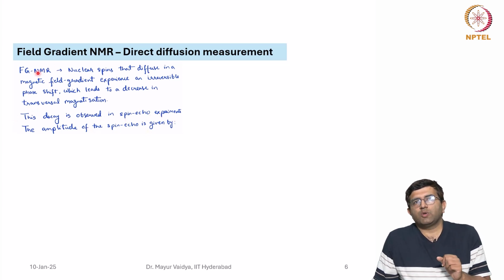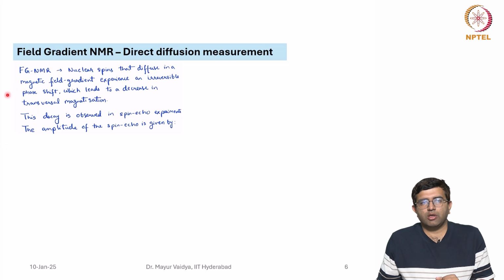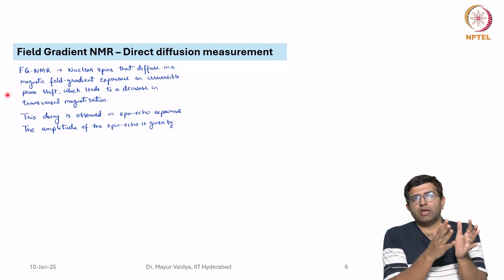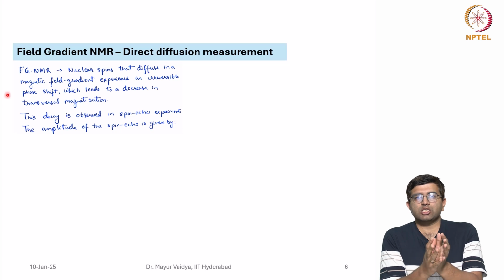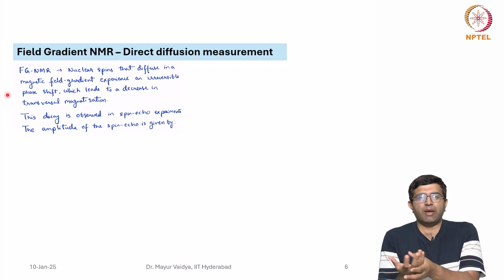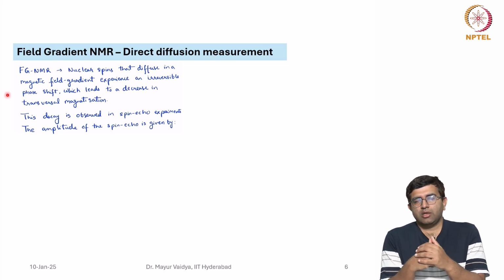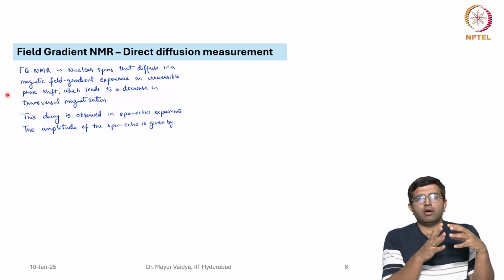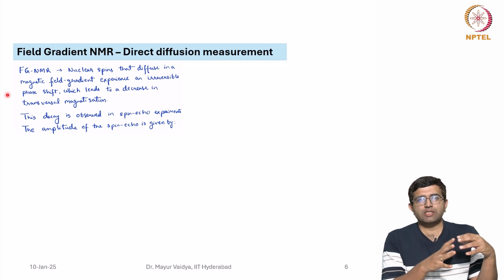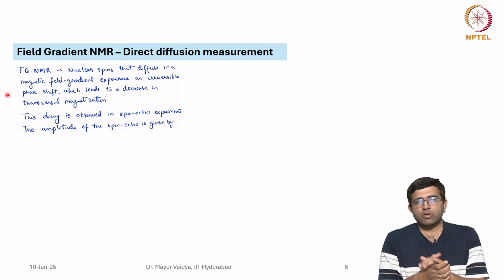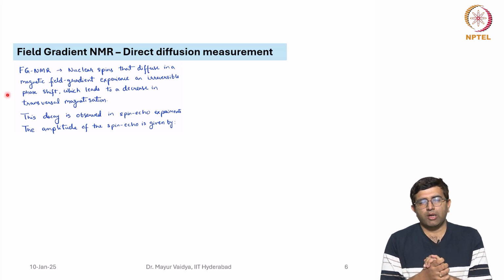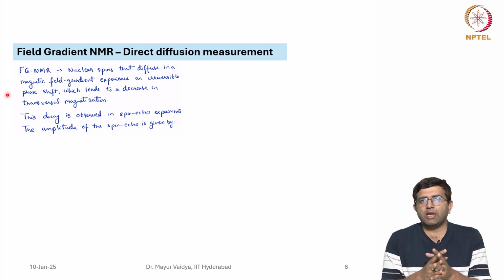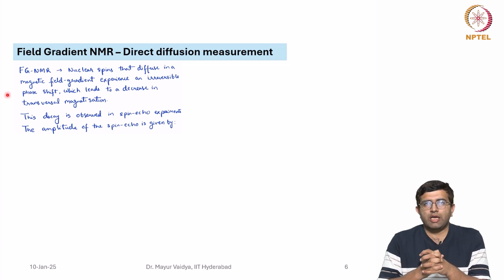Let me just repeat that the nuclear spins experience magnetization when they are placed in a magnetic field. Now, the value of the transversal magnetization is decreased when there is diffusion of atoms involved. So, this decay or decrease is quantified in what are known as spin-echo experiments.